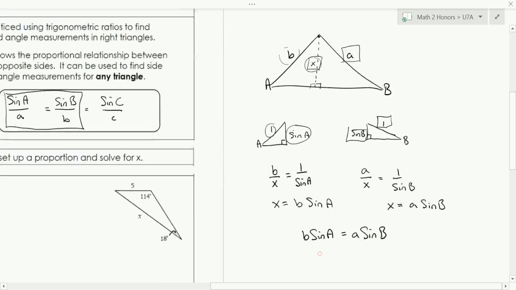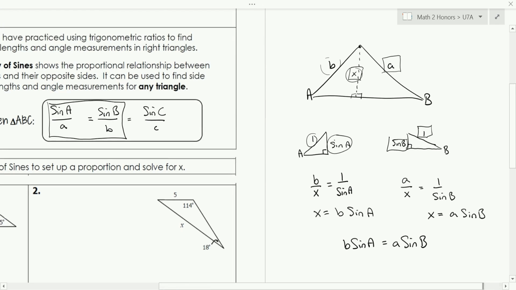Okay, remember my goal here is to get to sine of A over A equals sine of B over B. Almost there. I got one more step. Maybe tell me what my last step is? Divide, yes, by AB. I divide by AB, B is reduced here, A is reduced here, and we have it. Okay. So that's where it comes from.